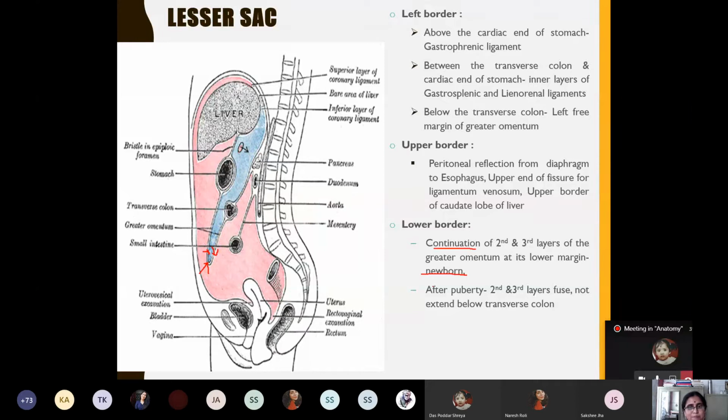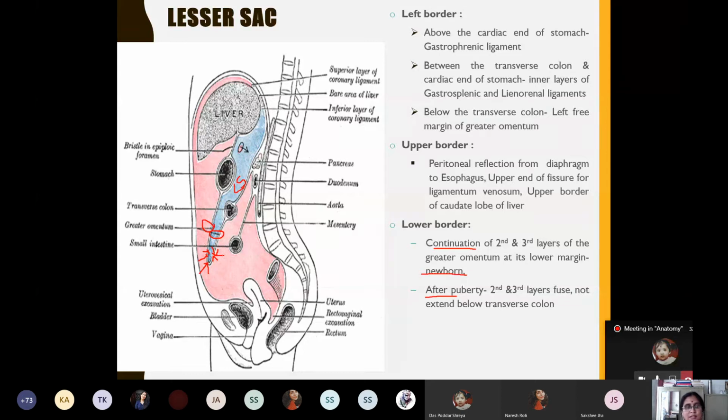Okay. After puberty, what happens? All four layers, first and second layer and third and fourth layer below the transverse colon, fuse and form a thin transparent membrane laden with abundant amount of fat known as greater omentum. So the lesser sac after puberty always lies above the transverse colon, behind the stomach. Whereas in the neonate, it may extend up to the folding of the second layer with the third layer of the greater omentum.